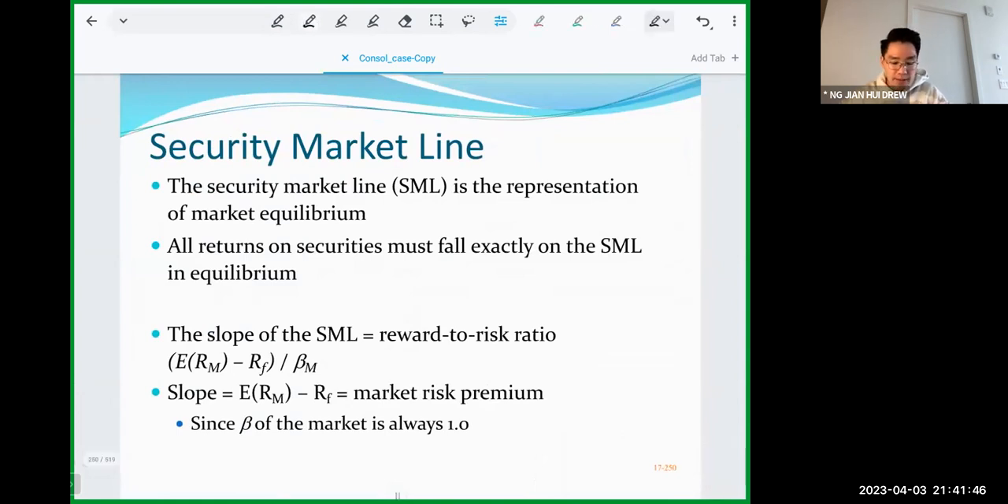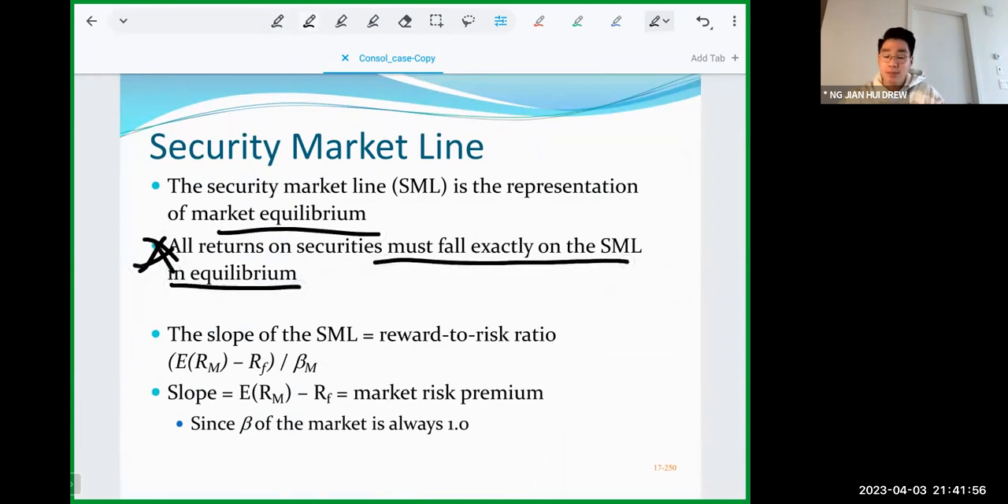So this is a repeat. It says that the security market line represents a market equilibrium for securities. So this is important. All securities fall exactly on the security market line. Remember, I say that anything that's above is the alpha returns, but that is not an efficient market anymore. And if you notice, the slope is actually equal to the market risk premium.